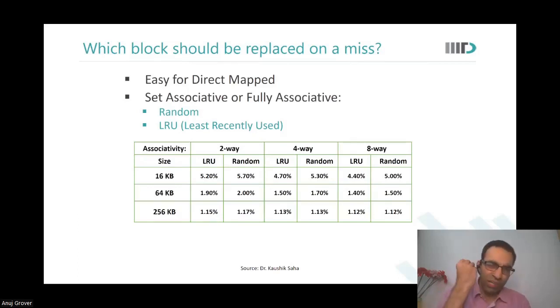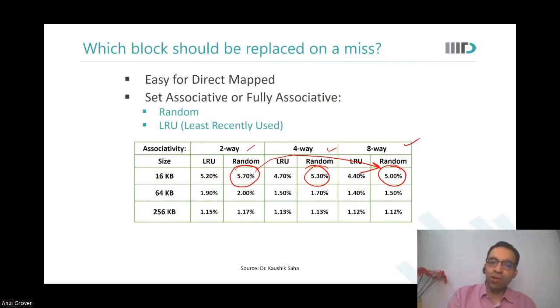Two different policies were compared. Random: we don't even check which address was used where, which set was being used last, and you simply replace it. So we saw that if the associativity is 2-way, 4-way, or 8-way, there were different results of misses. Are you able to clearly observe a trend here, that as you increase the number of ways, the total number of misses are reducing?